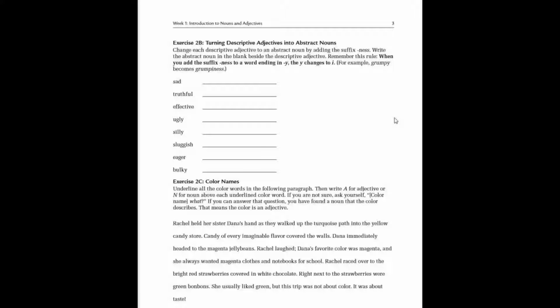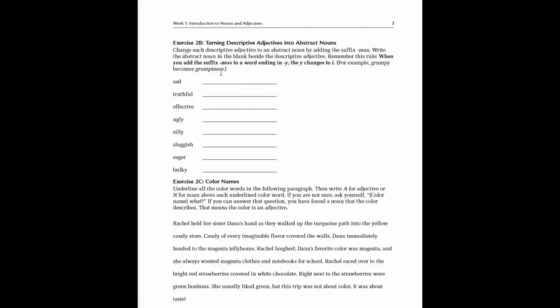I also put this whole entire book on Google Classroom yesterday, so you can actually look at the entire book if you want to. Or it looks like I can take a picture, so I'll do that in a minute. All right, so exercise 2B, turning descriptive adjectives into abstract nouns. Remember, change each descriptive adjective to an abstract noun by adding the suffix ness. Write the abstract noun in the blank beside the descriptive adjective. Remember this rule: when you add the suffix ness to a word ending in Y, the Y changes to an I. For example, grumpy.